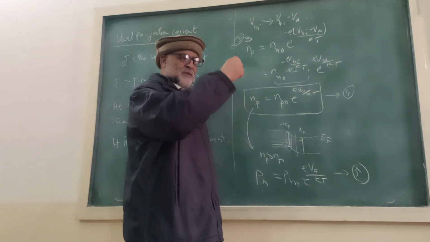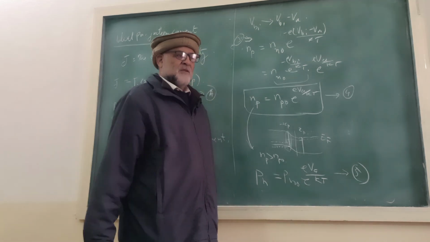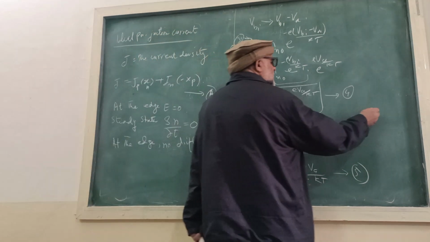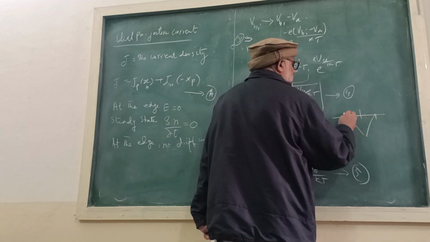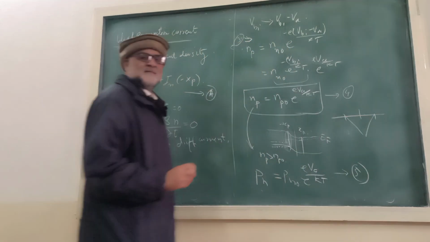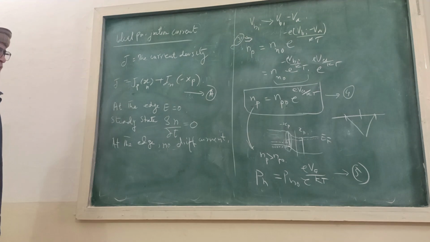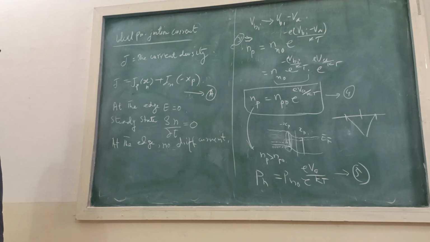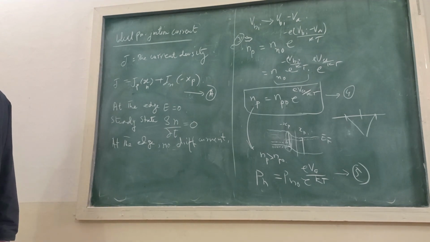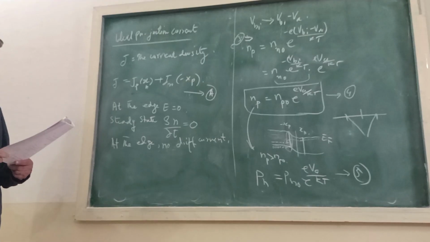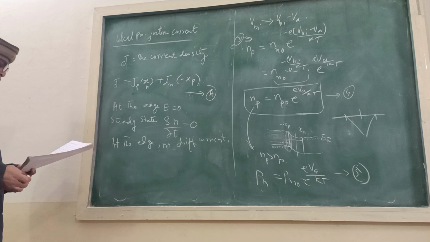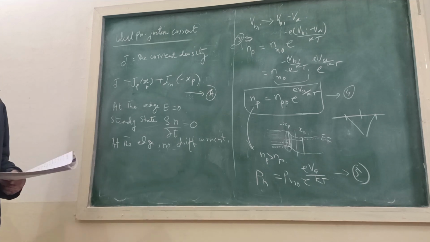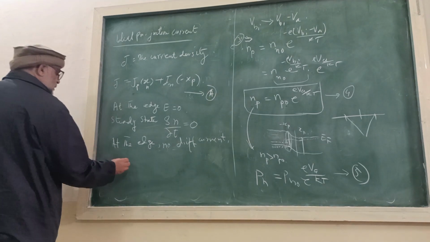We know that, if you remember, at the junction there was no electric field. The graph was like this, and this was the junction. You remember that? So, the only current will be because of the recombination and because of diffusion. So, we know the current density equation from the diffusion, right?